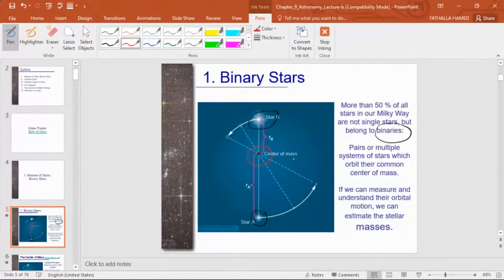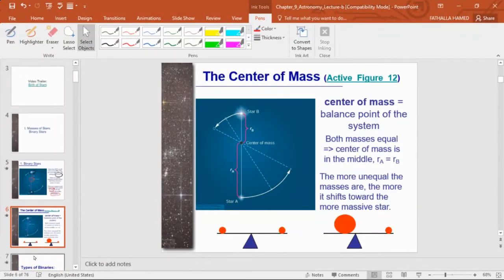So when we look at our own Milky Way, we find a huge number of stars that are basically binary stars. It's a system of stars, and sometimes multiple stars. So we have to look at the motion of these stars to understand their orbital motion, and then maybe estimate their masses. So how do we actually look at the center of mass?